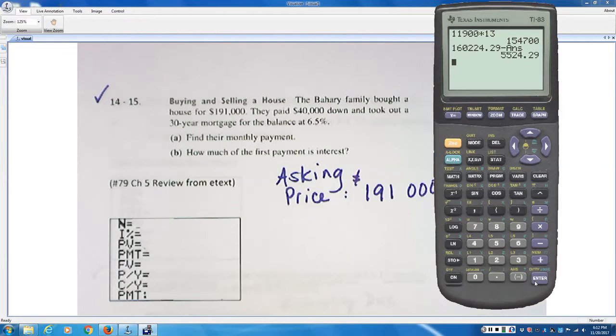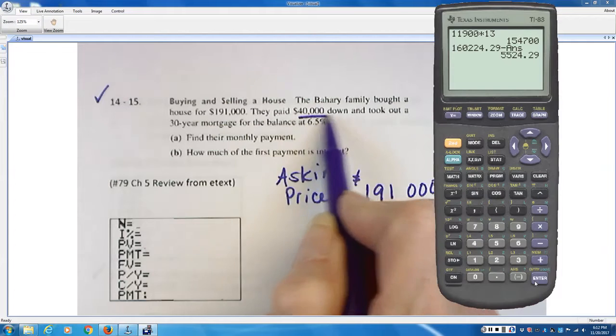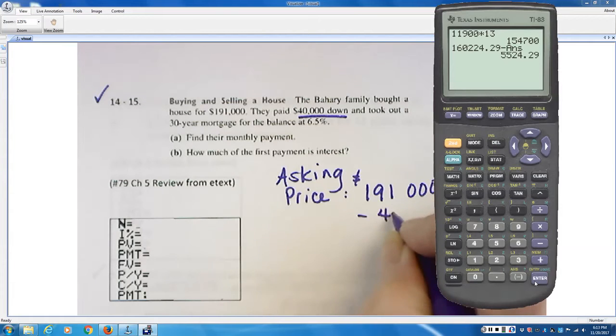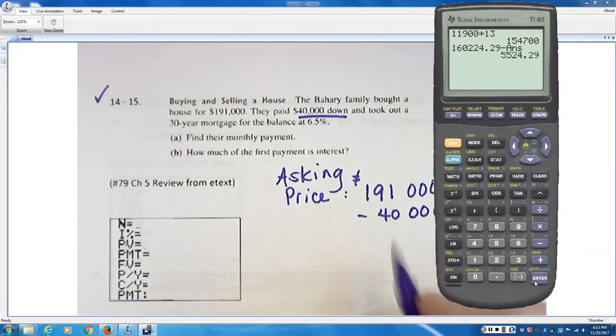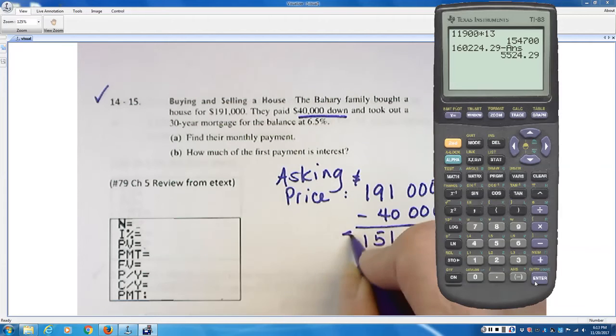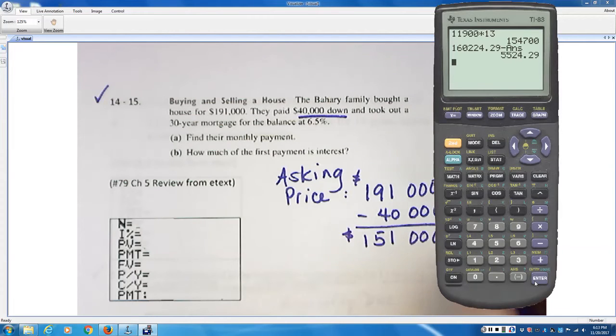But they had to make a down payment, which is fairly common. You're usually going to make a down payment of around 15 or 20 to 25% of the actual price of the house. So that means what they actually borrowed to buy the house is what was left, which is the 151,000, and that's actually the present value of the loan.